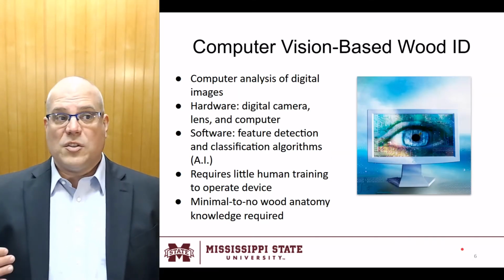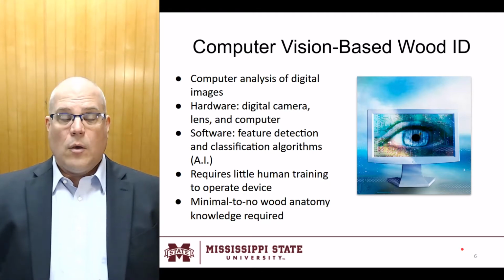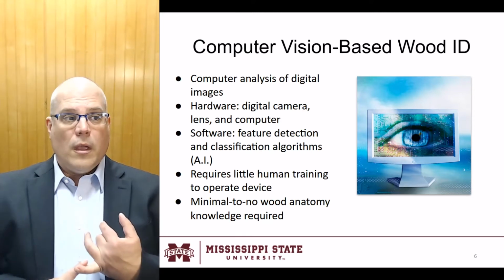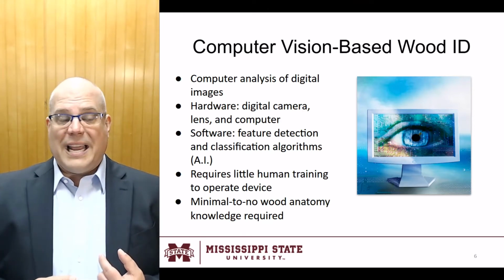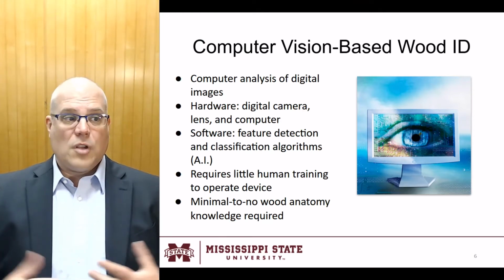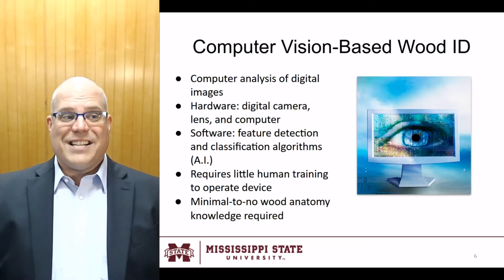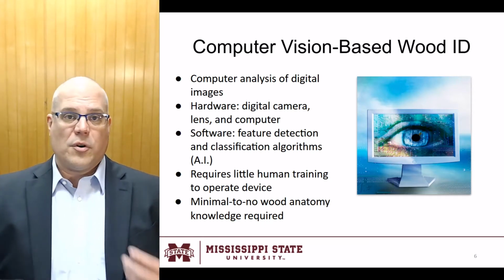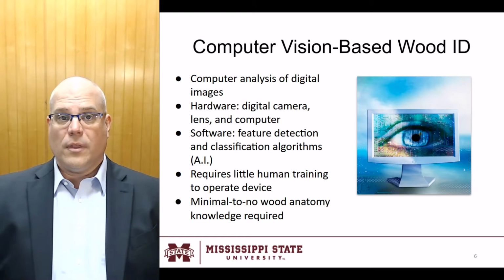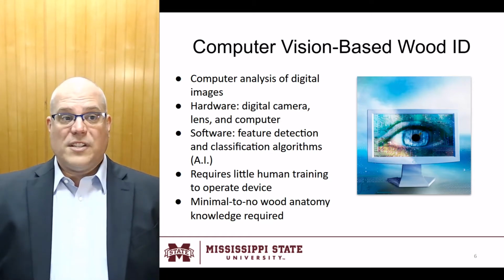We'll contrast this with computer vision-based wood ID, which involves computer analysis of digital images. For hardware, you need a digital camera, lens, and computer. For software, you need feature detection and classification algorithms, which are a kind of artificial intelligence. Computer vision-based wood ID requires little human training to operate a device, and minimal to no wood anatomy knowledge is required.